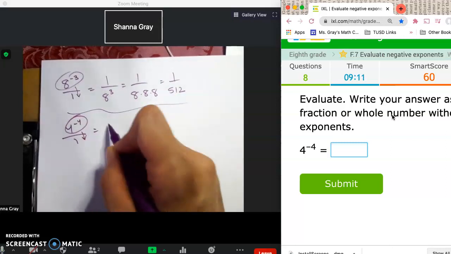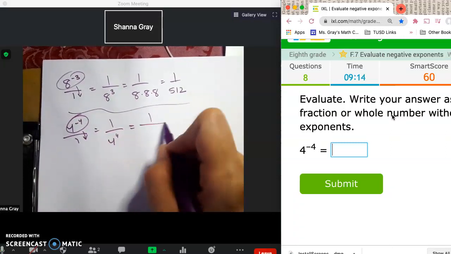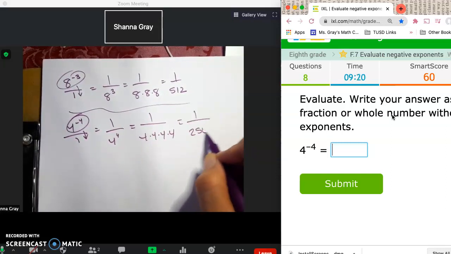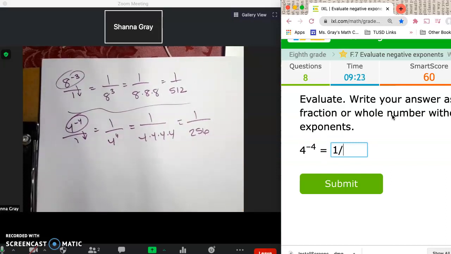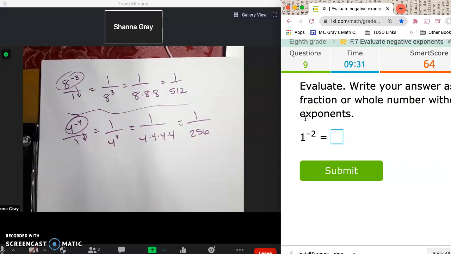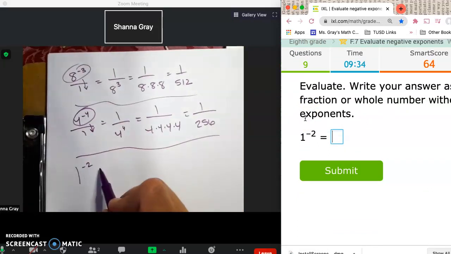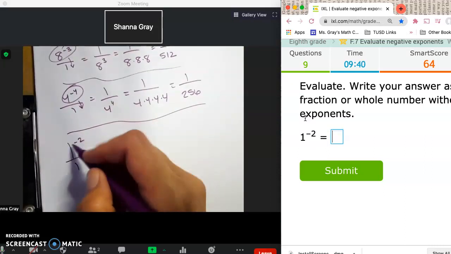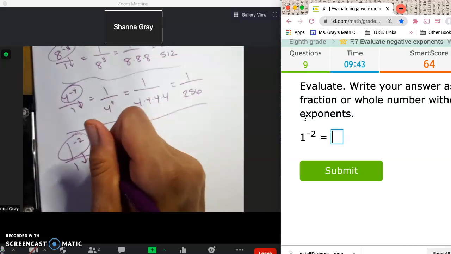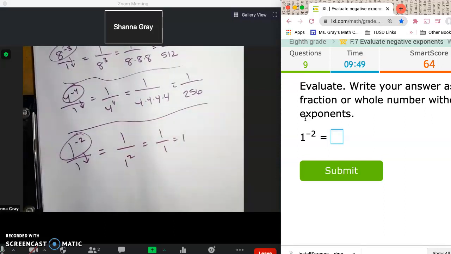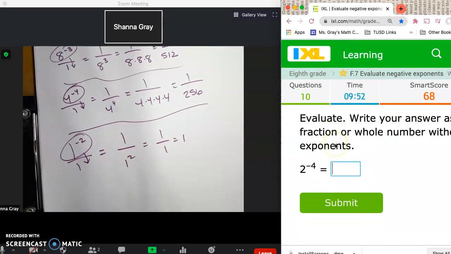All right, moving on. 1 over 4 to the 4th. 4 times 4 times 4 times 4, 16 times 16. You may not know, but I do, because I have a math degree and I've practiced this so many times it's painful. 1 divided by 256. Okay, 1 to the negative 2 power. So again, don't let the idea that it's so simple throw you off. 1 is over the fraction 1, and so I'm still going to move it down, and I still end up with a 1.